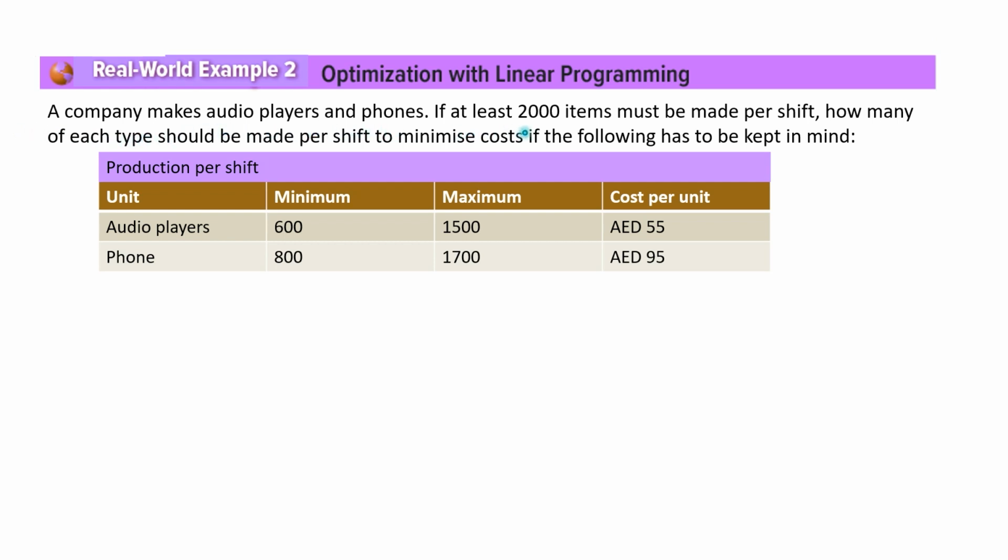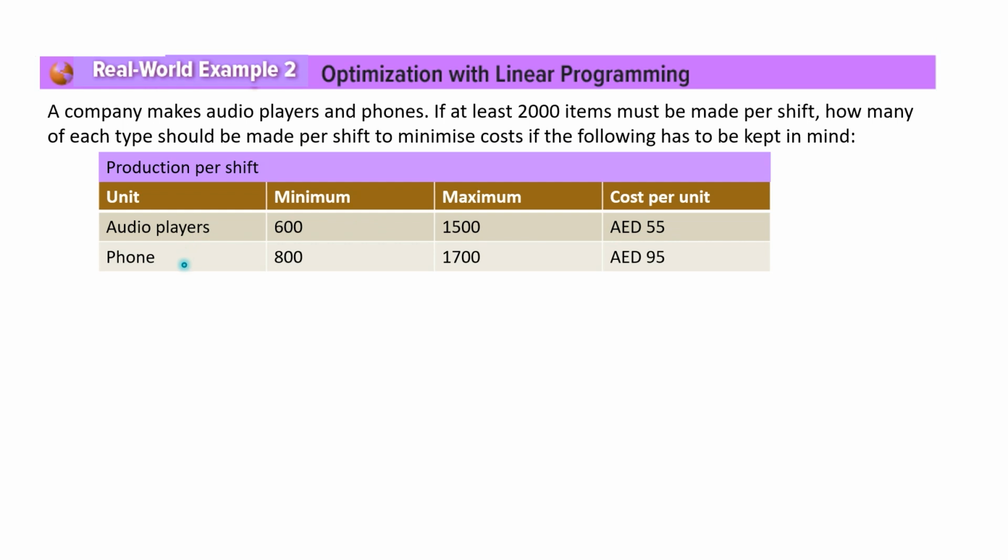If at least 2000 items must be made per shift, how many of each type should be made per shift to minimize costs if the following has to be kept in mind? So the production per shift of audio players can be minimum 600 and maximum 1500, and the cost per unit, meaning cost per audio player, is 55 dirhams.